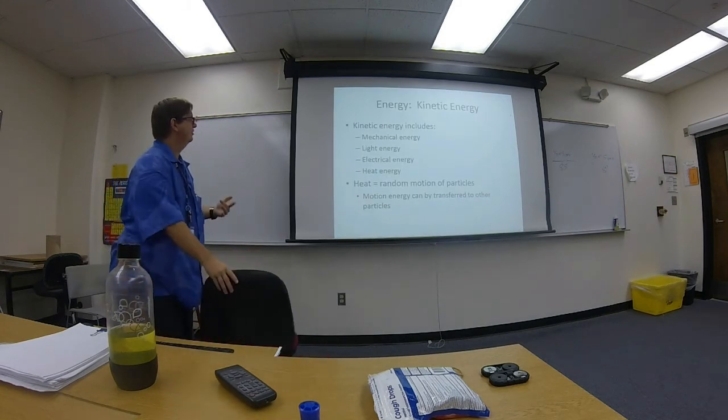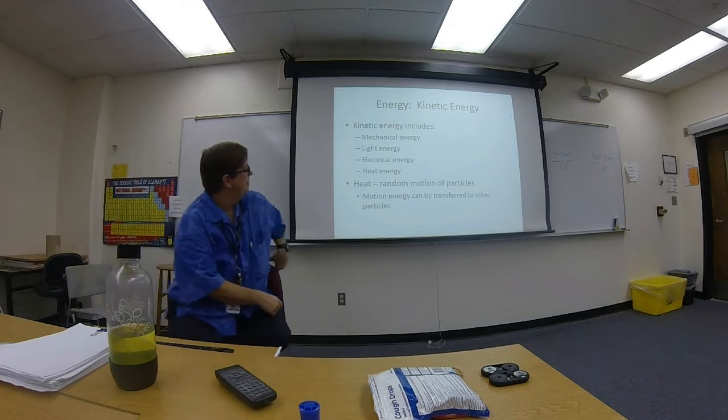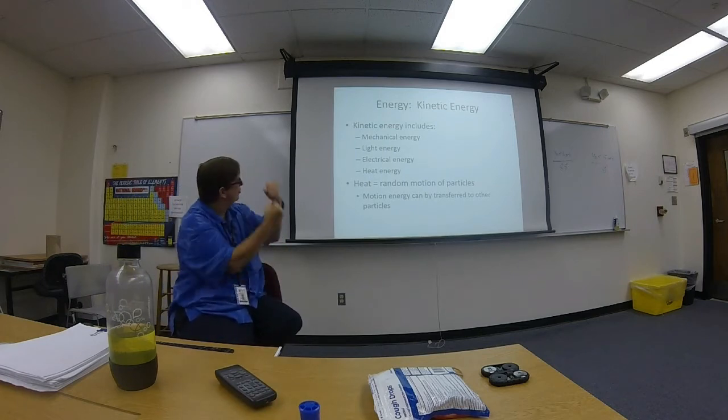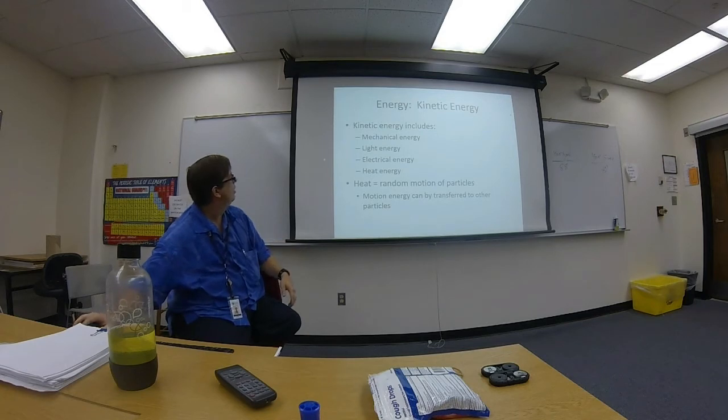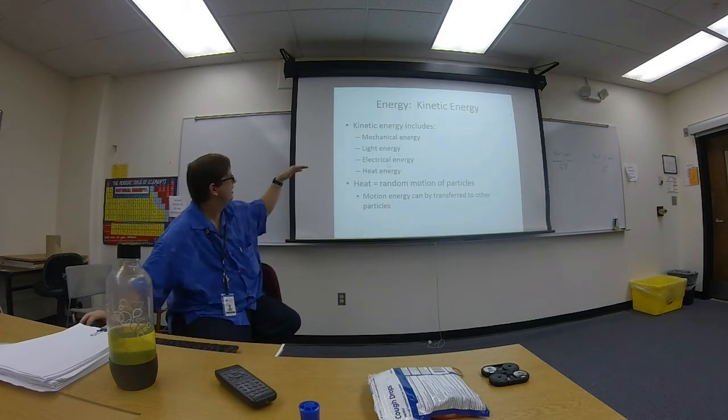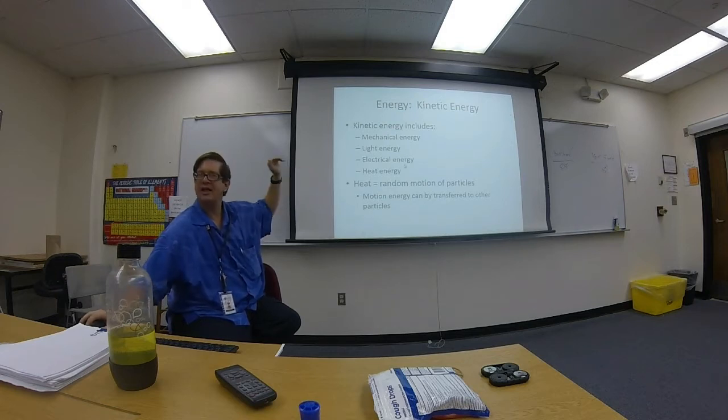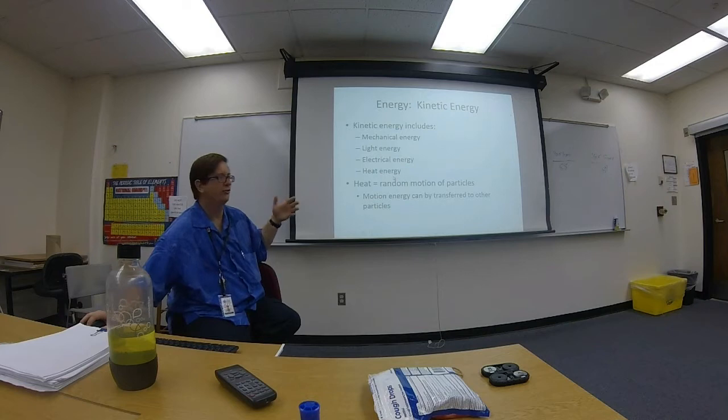Types of kinetic energy. You could have mechanical energy, like the pistons in your car moving up and down. You could have light. How is light a form of kinetic energy? Well, movement of photons, right? Photons are moving. You could have electrical energy. That's the movement of electrons, okay? You could have heat. That's the movement of all kinds of molecules. All of those are forms of kinetic energy.